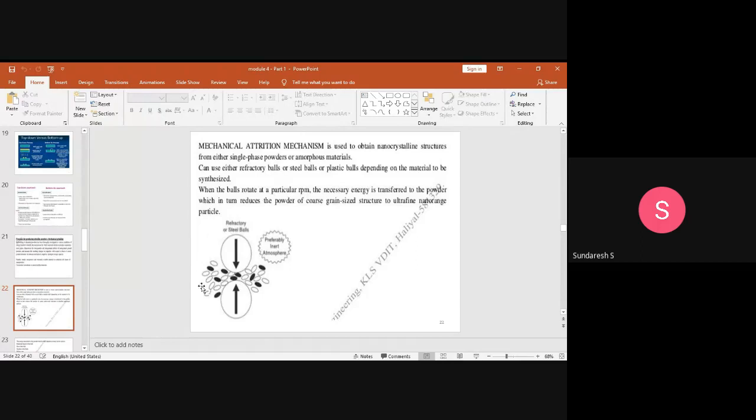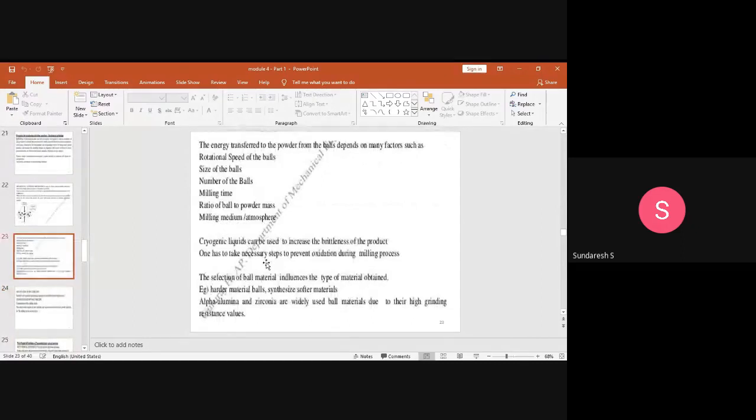So this process preferably takes place in inert atmospheres, because there should not be any chemical affinity of the materials with respect to the environment, which would affect the quality or the shape or the geometry. So generally the mechanical attrition mechanism is carried out in inert atmospheres.